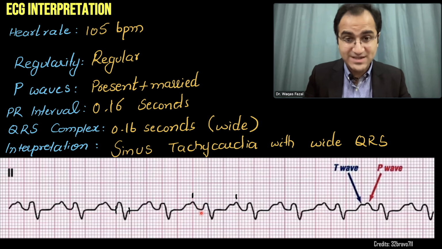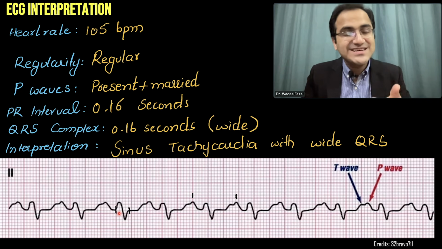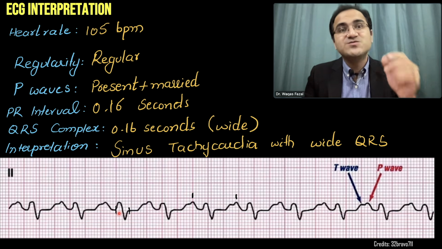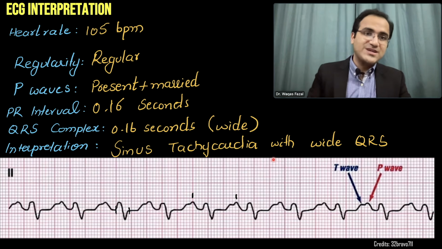Let's look at the QRS complex. This is the start of the QRS complex, this is the end of the QRS complex. There's 1, 2, 3, 4 small boxes. So 0.16 seconds. Now, as I said, less than 3 small boxes is a narrow QRS complex. Three or more small boxes is a wide QRS, which is abnormal. The interpretation is sinus tachycardia, the heart rate is more than 100 with a wide QRS complex.